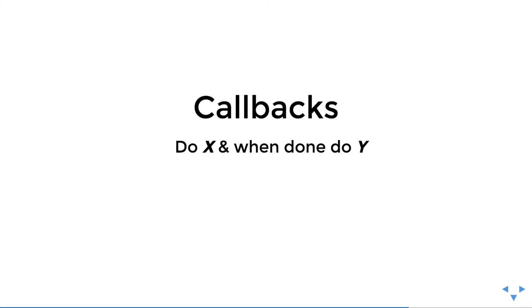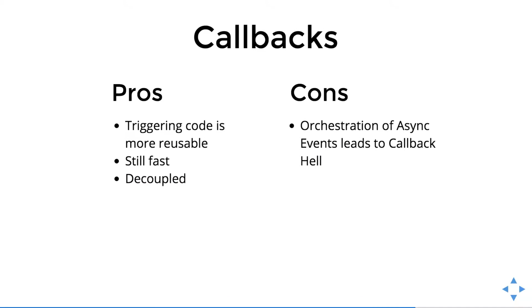This is, hey, do X, and then when you're done, do Y, right? Does that make sense? We good? Okay. Here are the pros of callbacks. The triggering code is more reusable. It's still fast and it's still pretty decoupled, right? It's hard to orchestrate, and when you have a whole bunch of them in a row, it can lead to callback hell. That's the pyramid of doom, or just ever-nested operations that you have to try to mentally keep track of. There are ways to help with that, but that's kind of the downfall there.